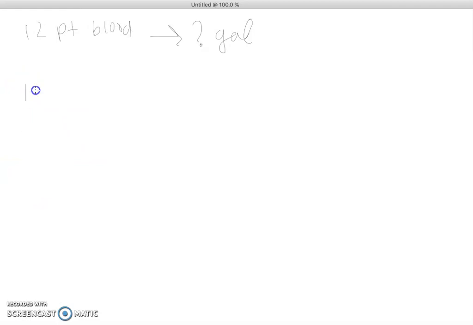Okay, so we're going to do 12 pints. We're going to multiply this by 2 pints per 1 quart, right? Now we need gallons. We don't need quarts. Who needs quarts, right? So now all we're going to do is figure out how many quarts are in a gallon. There's 4. So now 4 quarts for every 1 gallon.